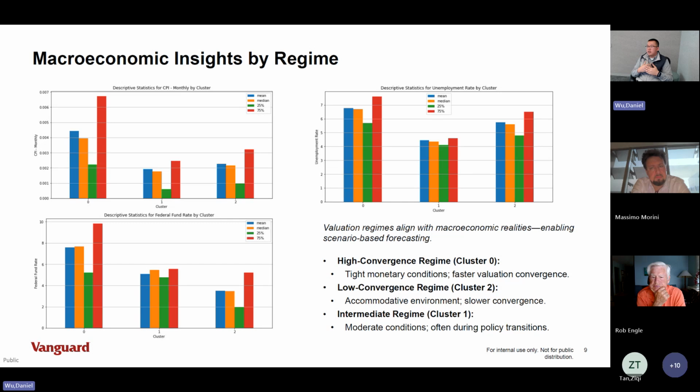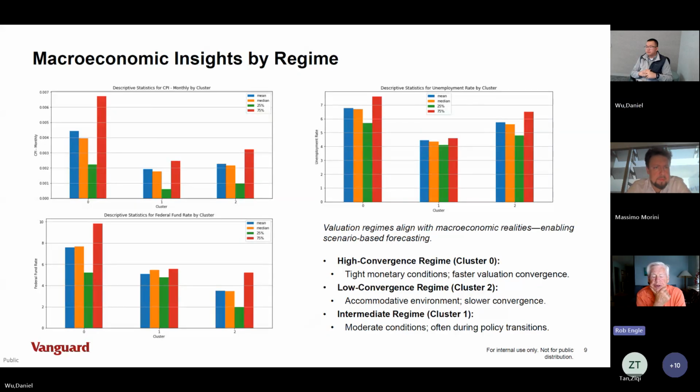But from my understanding, it's pretty straightforward. It's really the real rate, inflation, the 10-year real yield, which drives the equity valuation, and will also drive the valuation convergence rate. That will be a great next step.